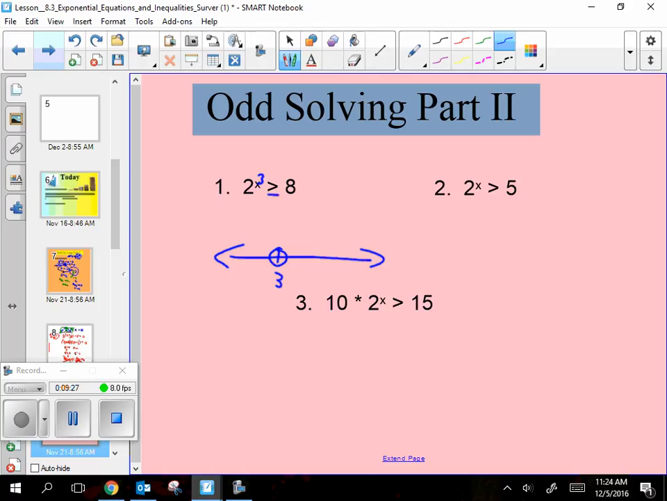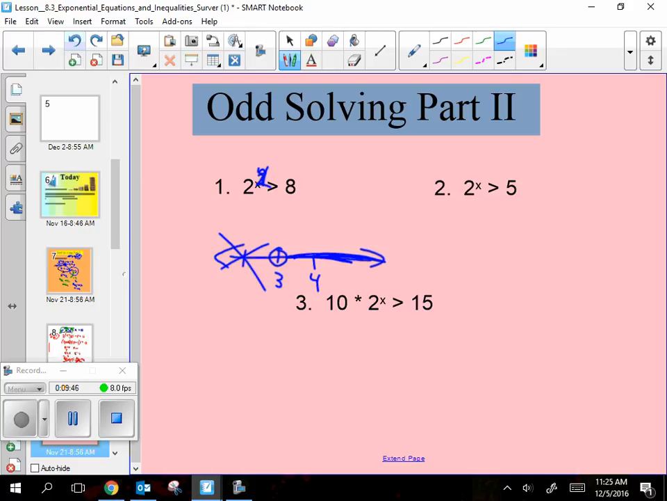You remember that? Okay. So then, where's something bigger than that I should test, like 4? Put in 2 to the 4th. Is that bigger than 8? Yes, it is. So it works. How about something smaller than 3, like 2? 2 to the 2nd is 4. That's not bigger than 8. Those things don't work. There we go.